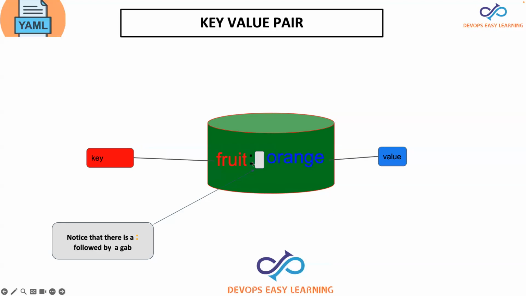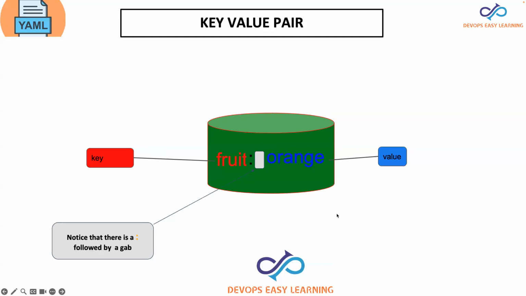So that is what is called the key value pair here. You have the colon as separator. On the left, fruit represents the key, then we have a gap, then we have orange on the right, which represents the value. So the key actually carries the value.